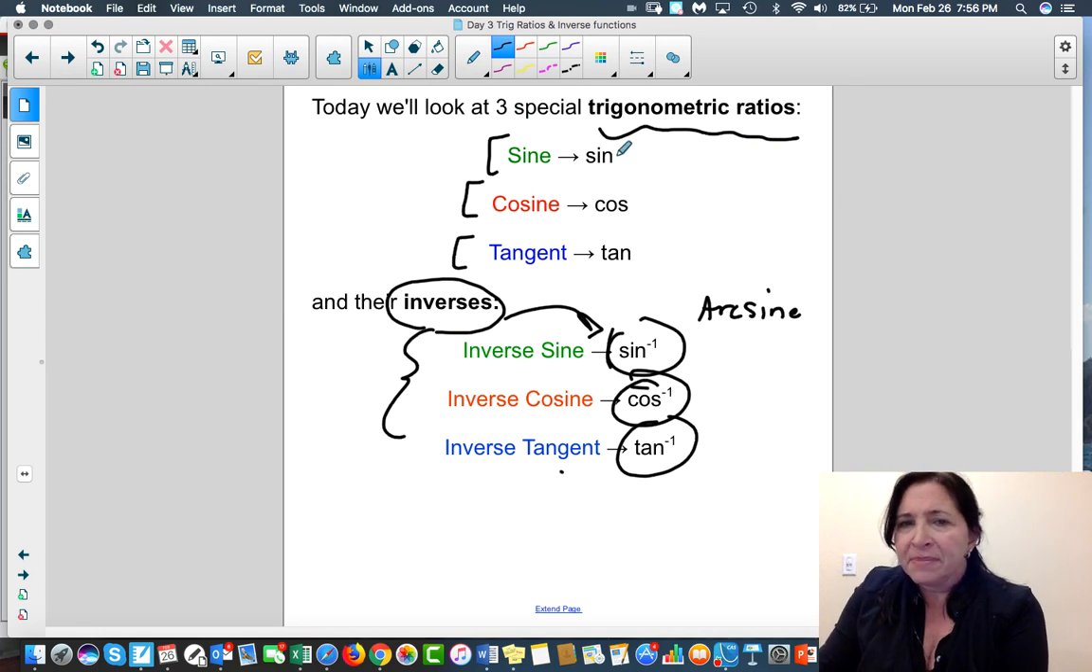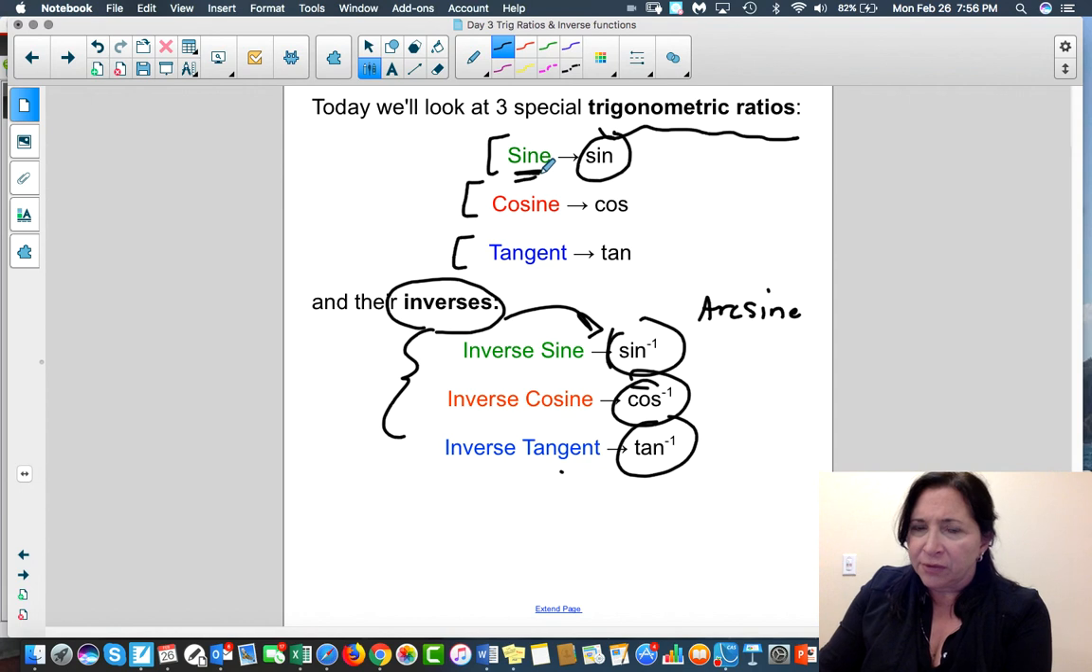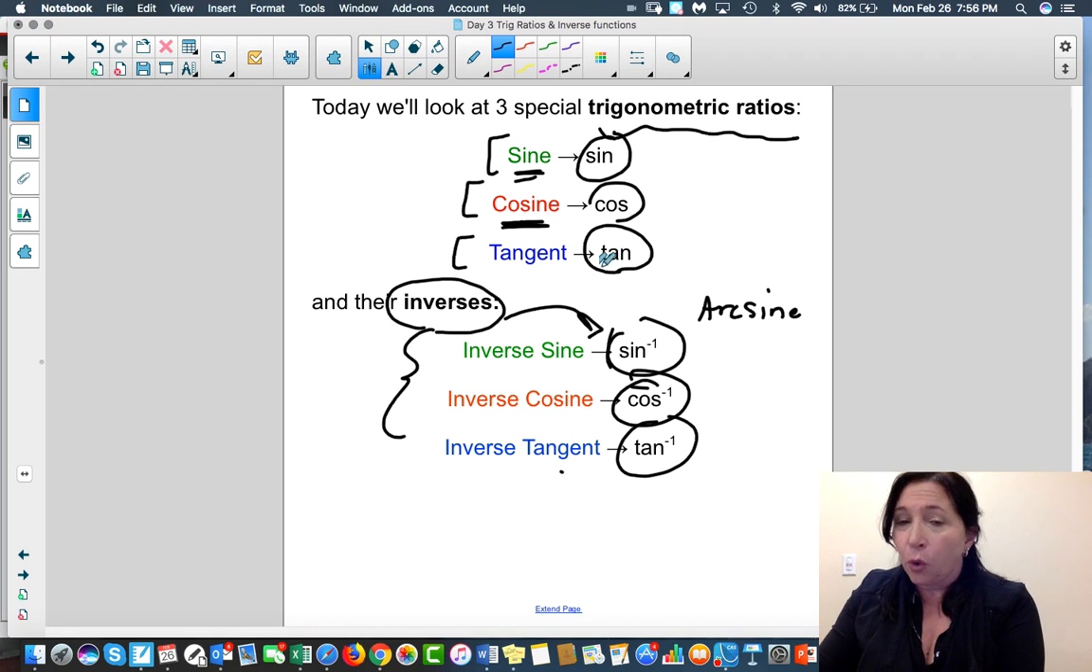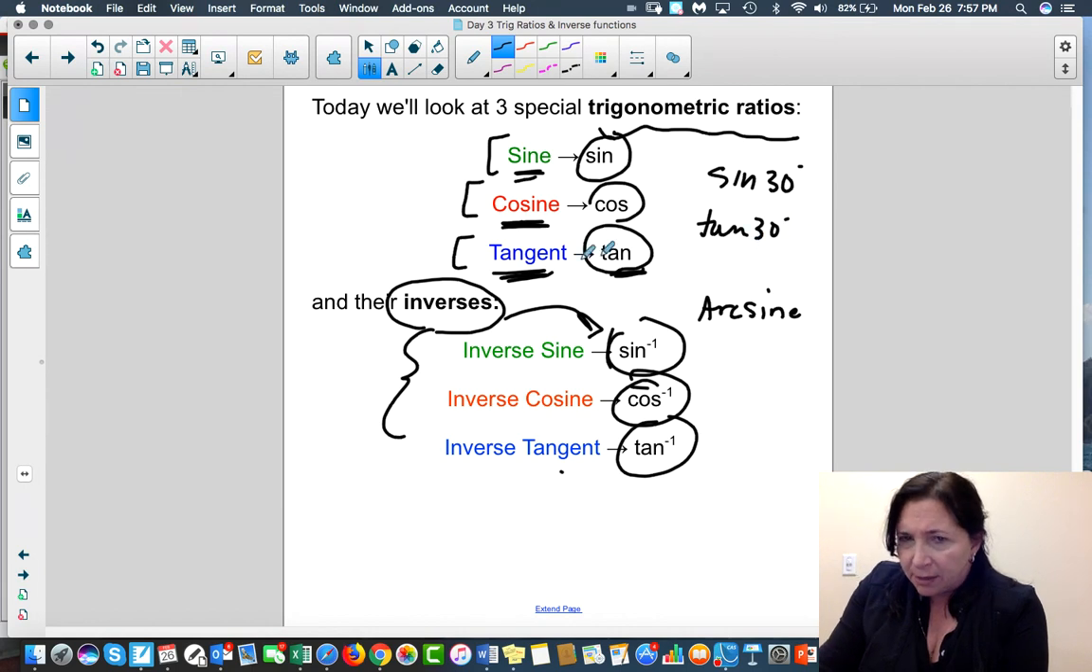trig ratios, okay? Now, this is what you see, that's what you write, this is what you say. This is what I say, cosine, but this is what I write, cos. As I write the word TAN, I'm saying tangent out loud. I say the whole word, even though I'm just abbreviating it. So if I were to say sine of 30 degrees, I'm actually saying the whole word. If I were to say tangent of 30 degrees, this is what I'm writing. This is what I'm saying, tangent, okay?